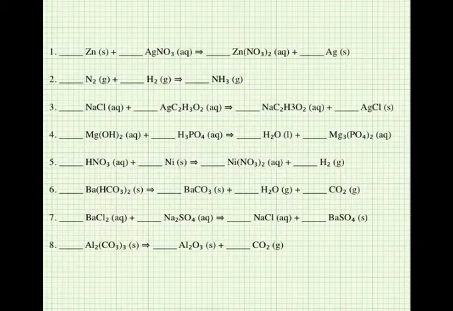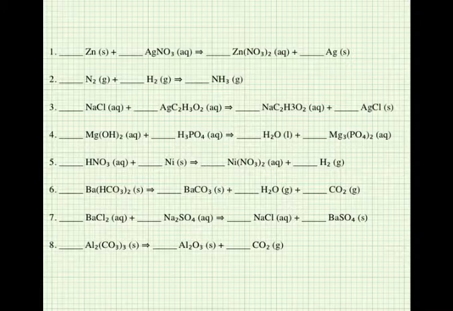Okay, so now we have a couple more to practice with, and we want to balance. We've got zinc is going to react with silver nitrate. Since the silver nitrate has the aq behind it, that means it's aqueous, which means if you were to see it, it would just look like a clear solution. It would just look like water because the silver nitrate has dissolved in it. All right, we're going to form zinc nitrate and silver.